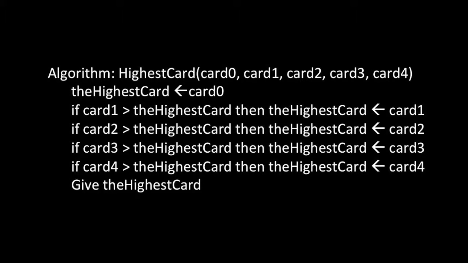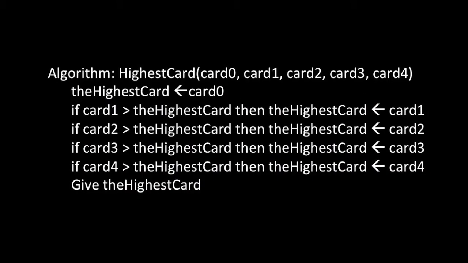Well, if card 1 is higher than the highest card, then card 1 will be our new highest card. If card 2 is higher than the current highest card, which could be either card 1 or card 0, then card 2 is the highest card, and so forth, all the way through the 5th card, which we call card 4. And now that we've checked to see which is the highest card, we can return that value, or in this case, print it out. That's the algorithm for finding the highest card in a poker hand. Let's see how this algorithm would work with an example hand.